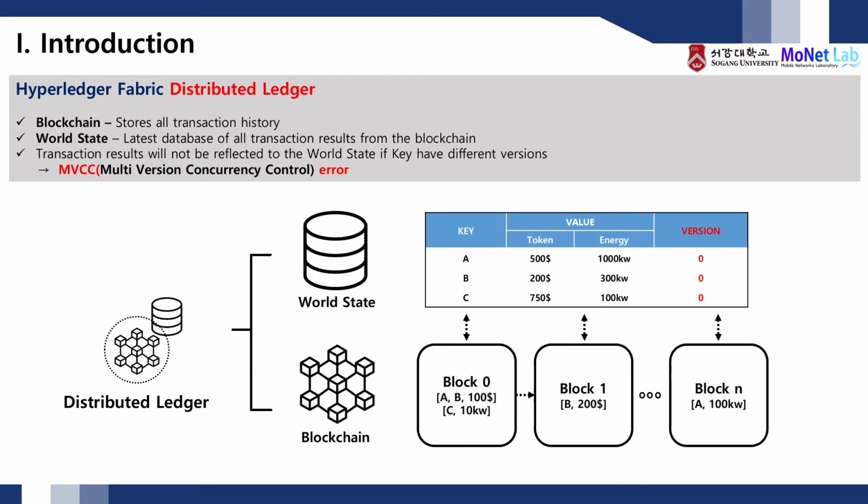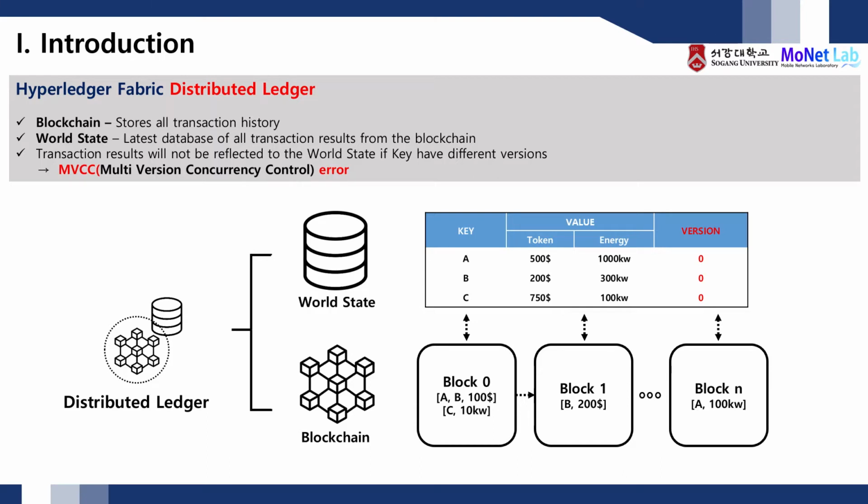This slide shows the unique distributed ledger structure of Hyperledger Fabric. It is configured with two parts, the blockchain with the overall transaction data, and the world state with the recent transaction results. Inside the world state, the key is the identification value, followed by a version value. The version value of a certain key indicates the number of times transactions have affected the world state.